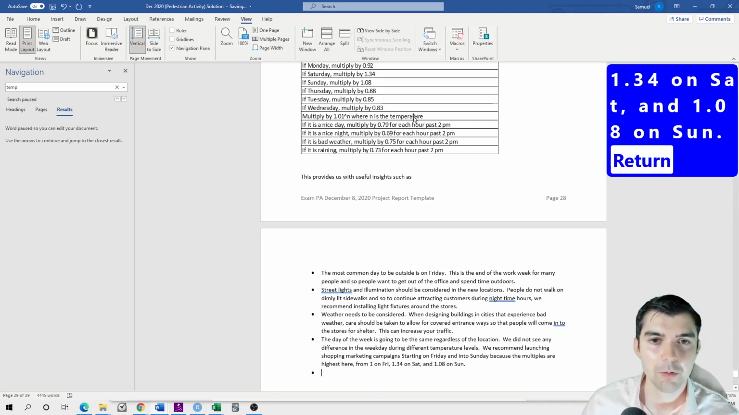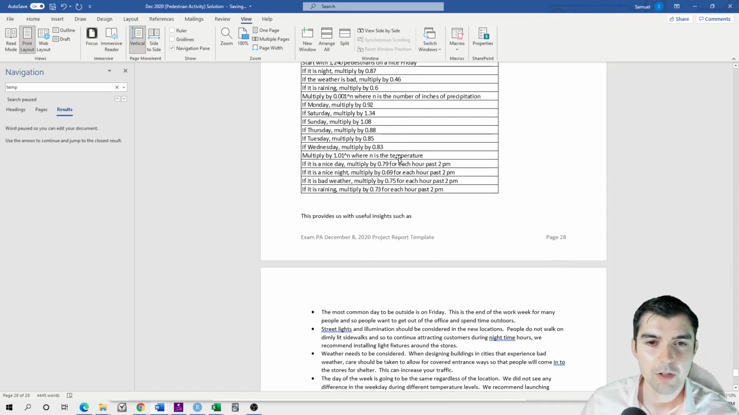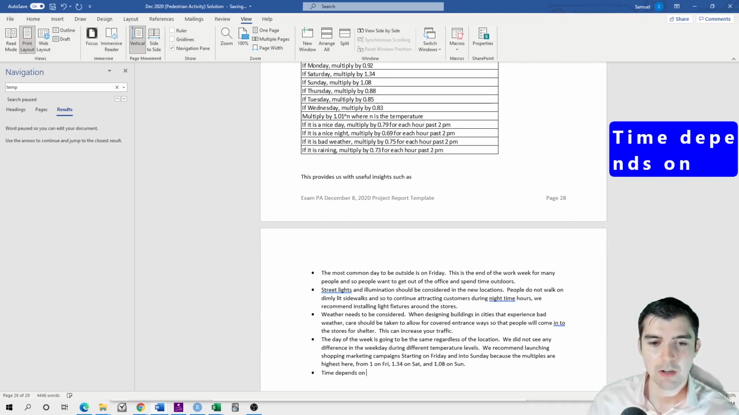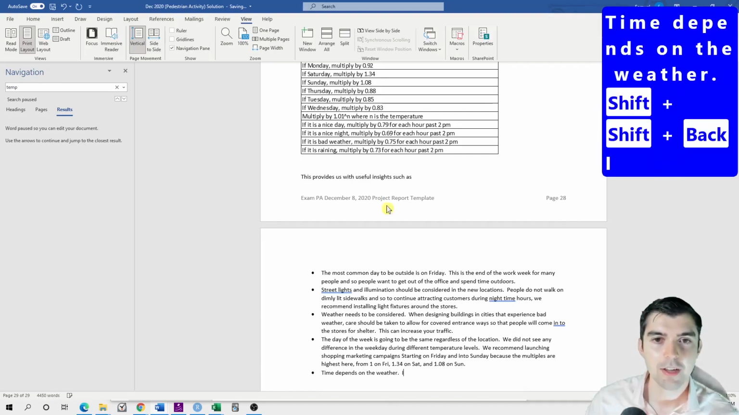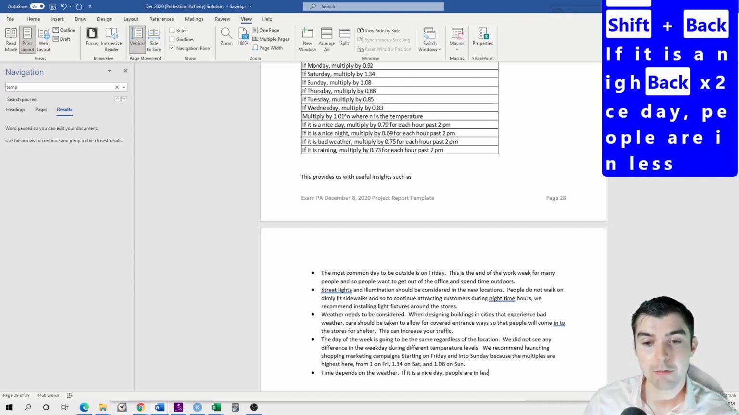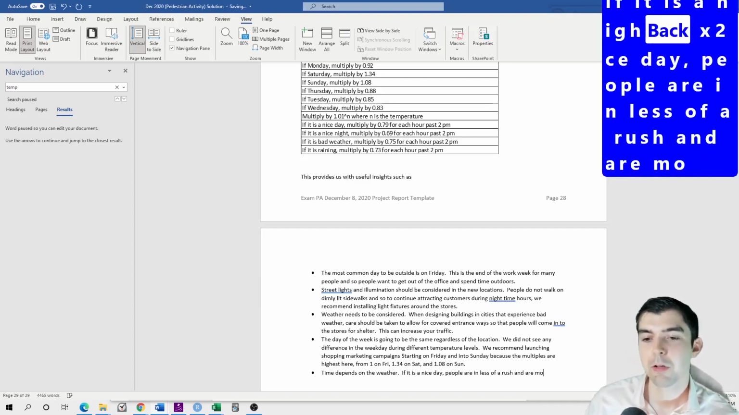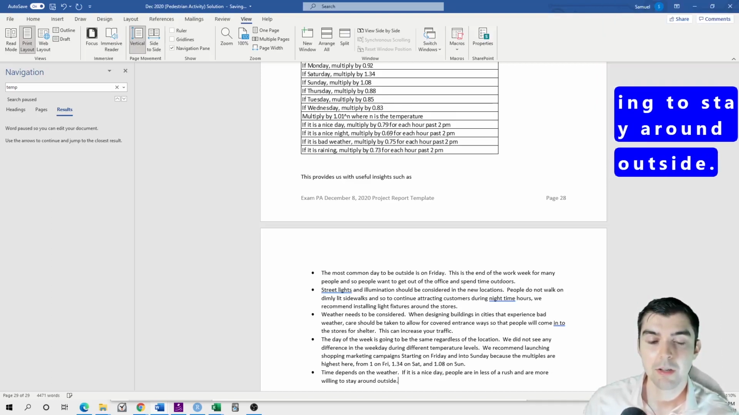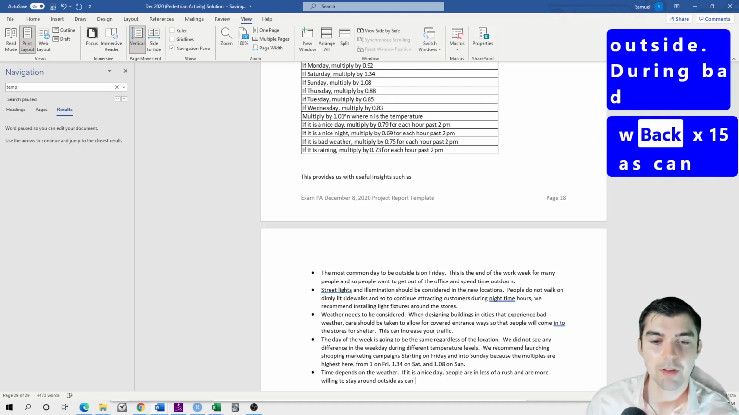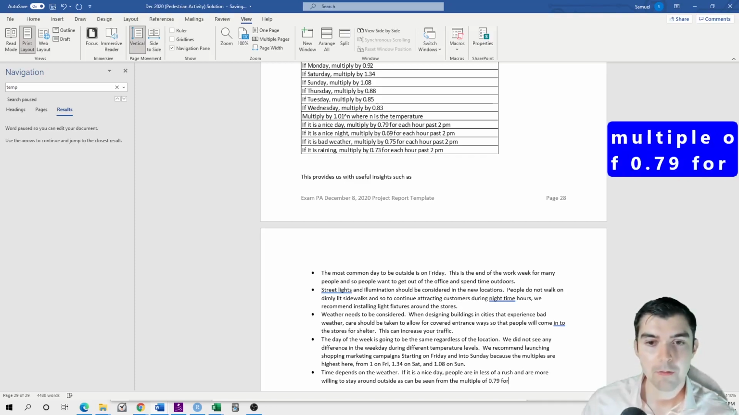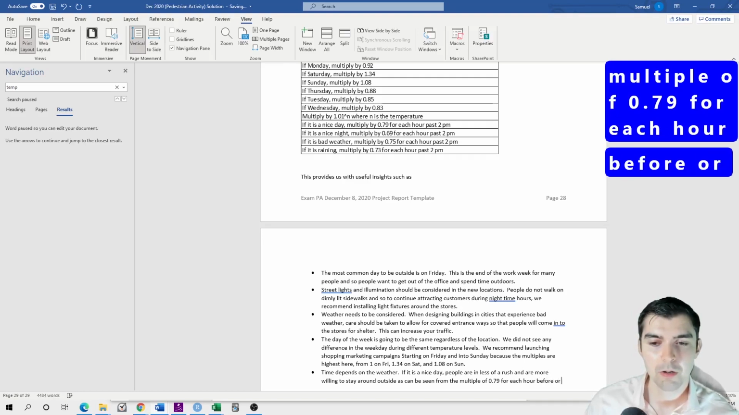And then we're down to the temperature, which we already covered, and then the interaction between the hour and the effective time. Time depends on the weather. If it's a nice day, people are in less of a rush and are more willing to stay around outside. During bad weather, as can be seen from the multiple of 0.79 for each hour before or after 2 p.m.